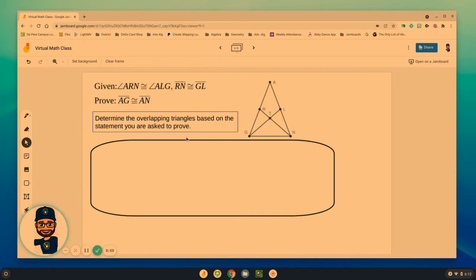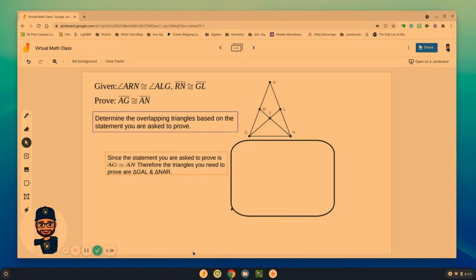And really, when you have these overlapping triangles like this, where I have a bunch of triangles in this diagram, we really need to start by determining what overlapping triangles we are trying to prove are congruent. Because remember, if we're going to try and prove that parts are congruent, I do have to prove the triangles congruent first. So the goal is to look at the prove statement. We're trying to prove that AG is congruent to AN.